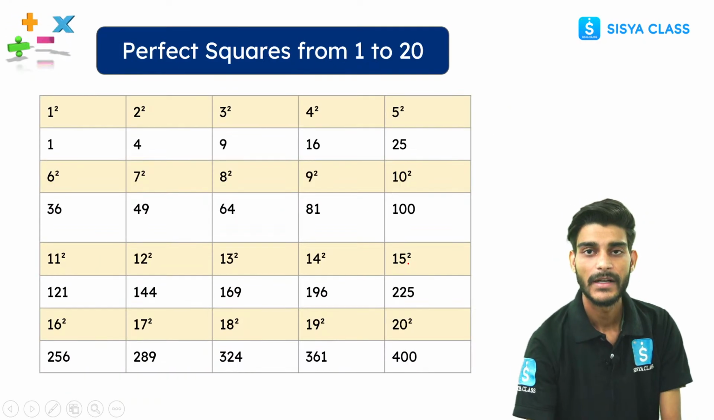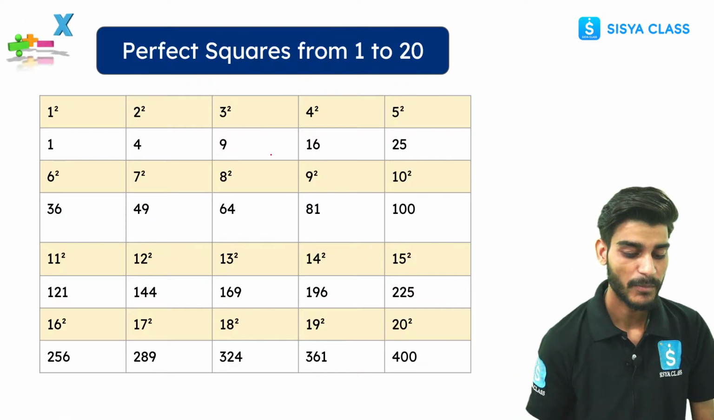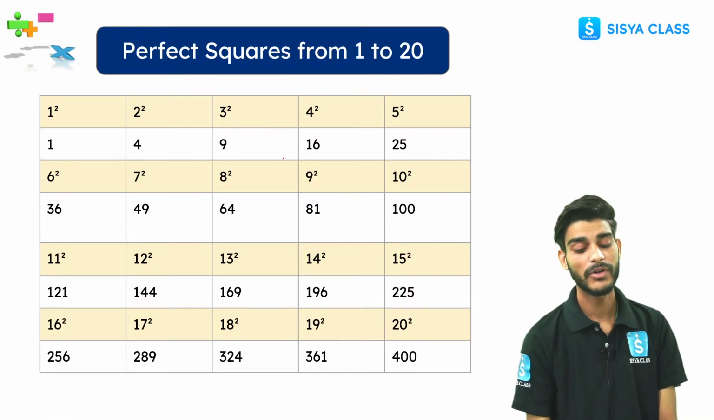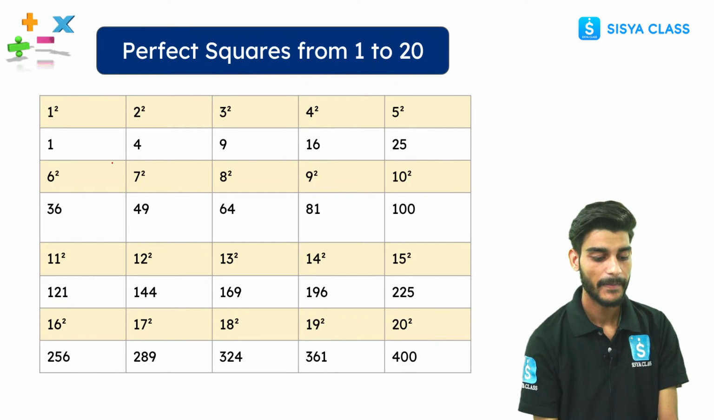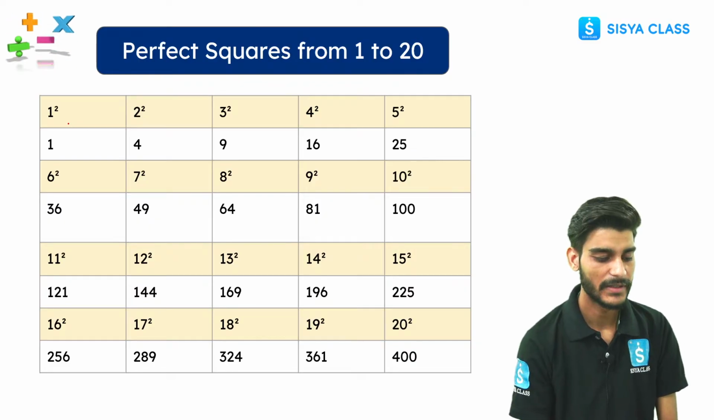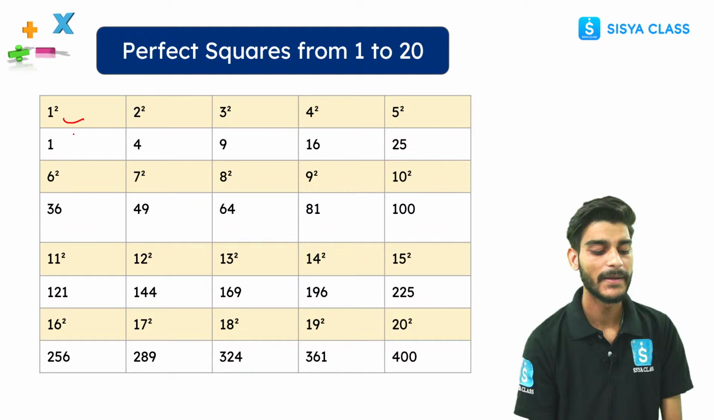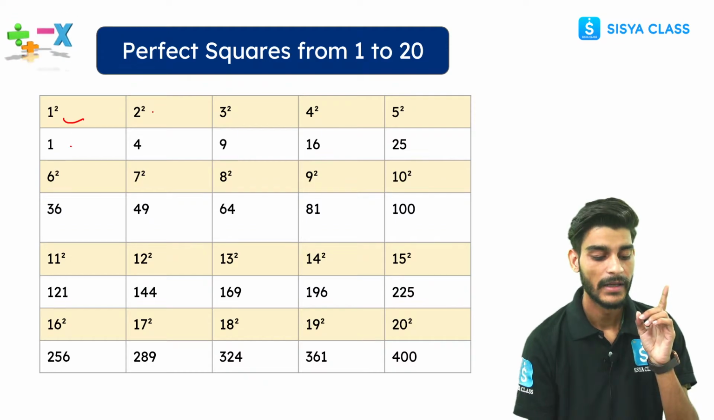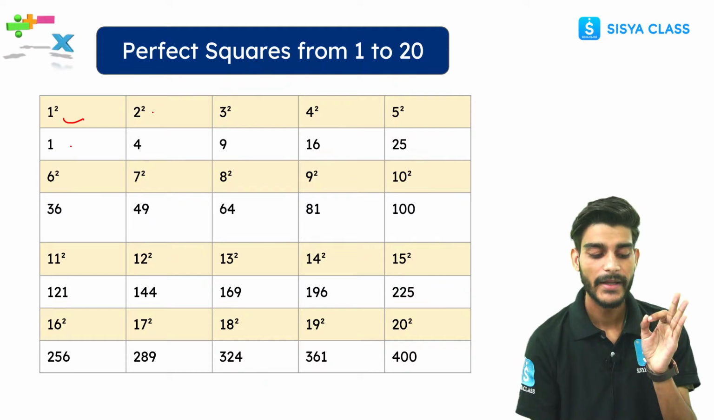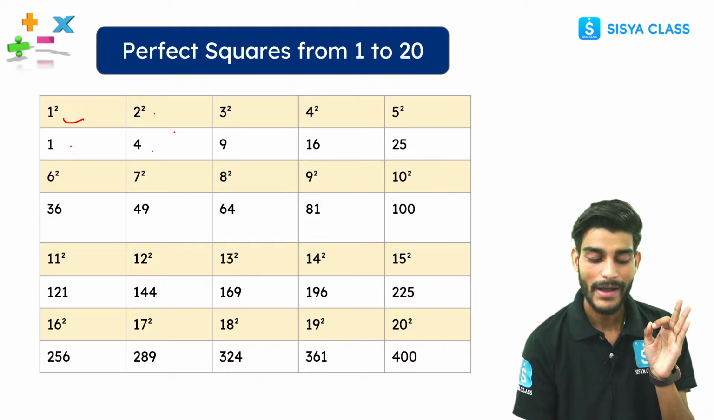Clear? Now let's come to the next topic, that is perfect squares from 1 to 20. This one you have to remember. Why? This is pretty simple, right? If you find the square of 1, what will it be? Just multiply 1 2 times, it is 1. If you multiply 2 2 times, you will get 4. So the square of 2 is 4.